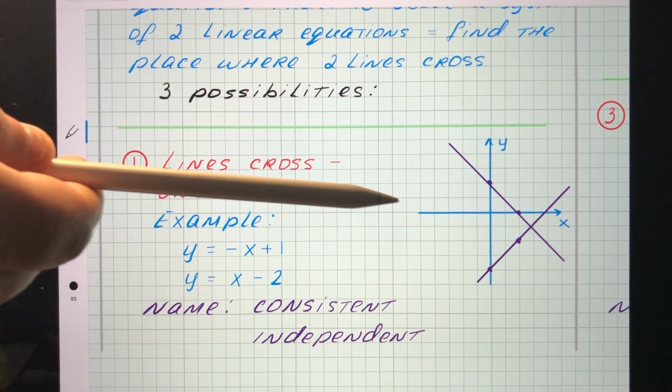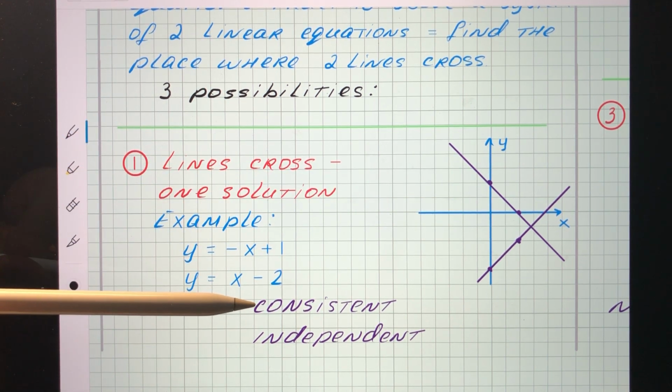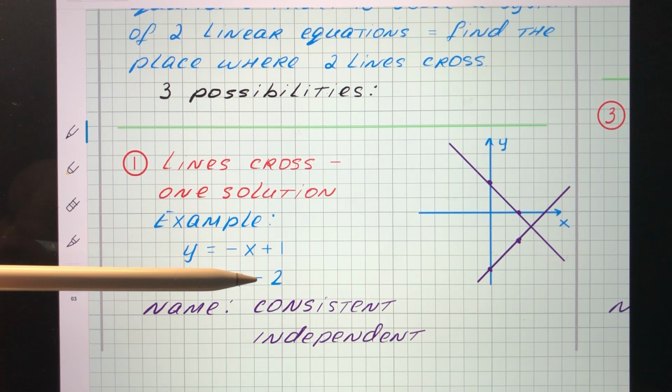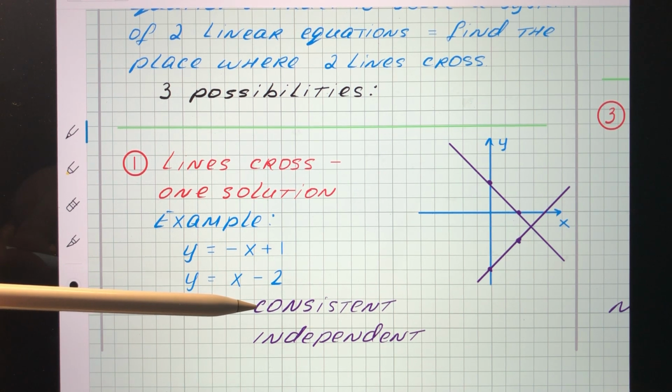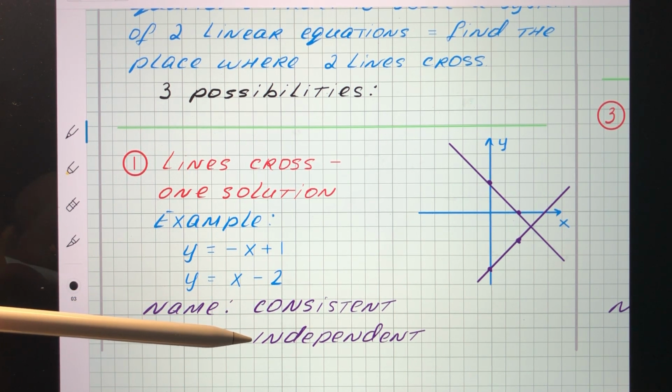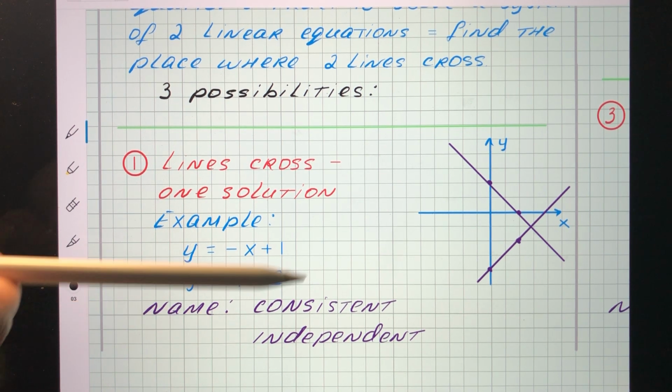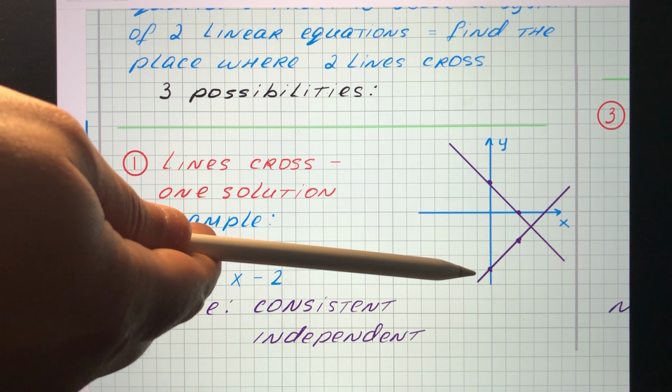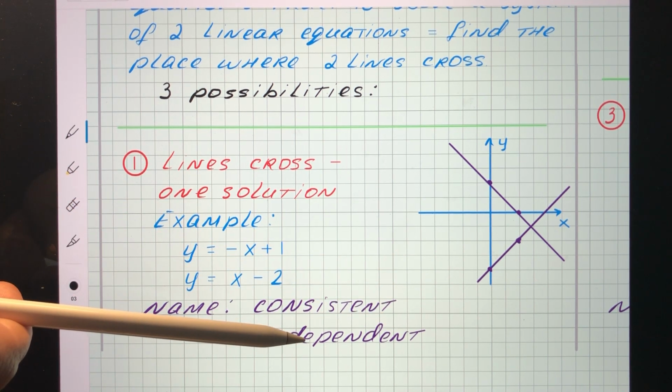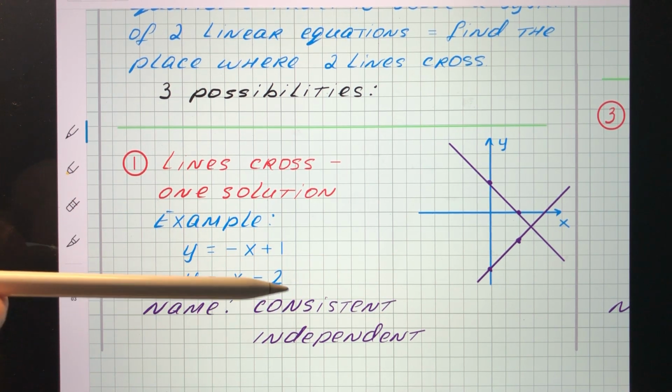To name this system, we use two words. The first word describes whether or not there is a solution. Consistent means there is a solution. The second word describes whether or not the two lines are different. Independent means that the two lines are independent of each other. So we have two different lines that have a solution. That's what that name means.